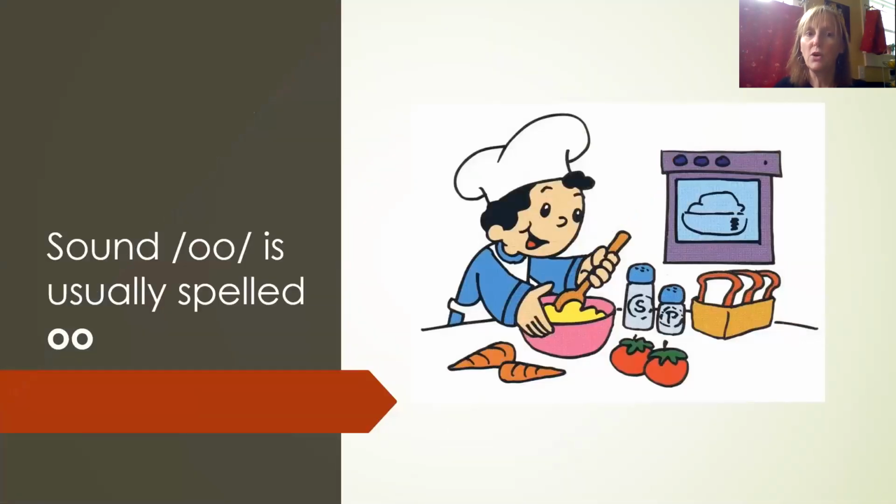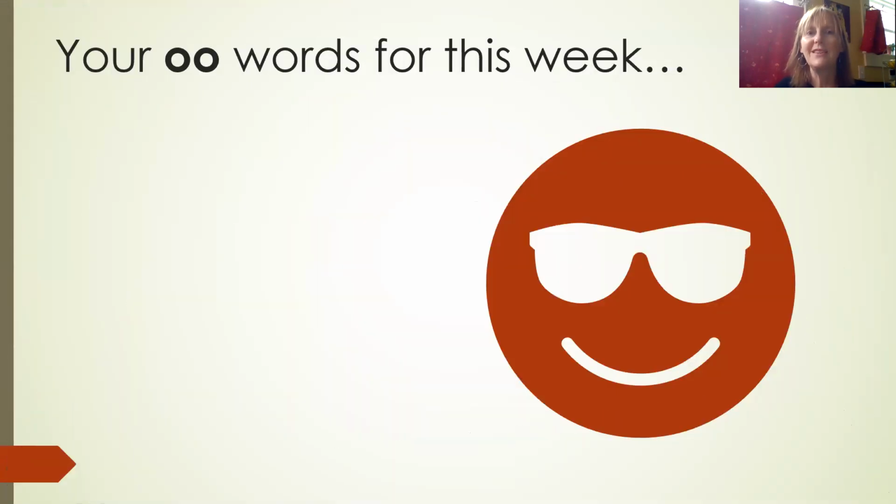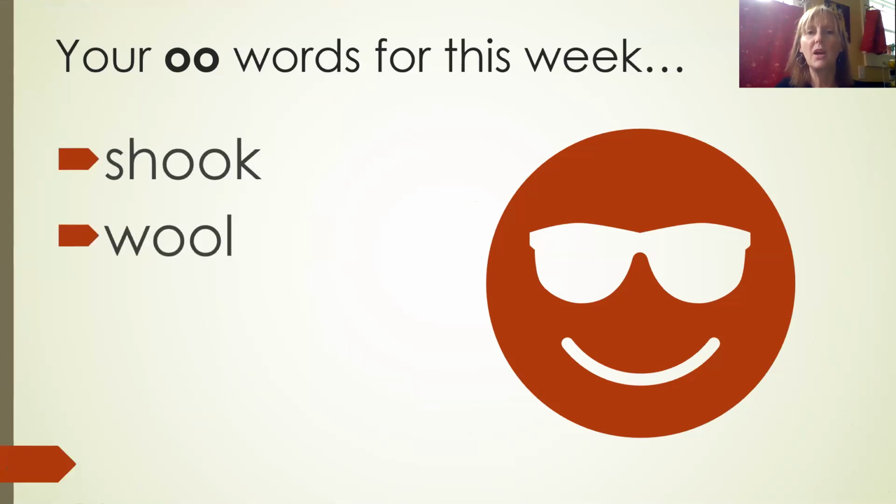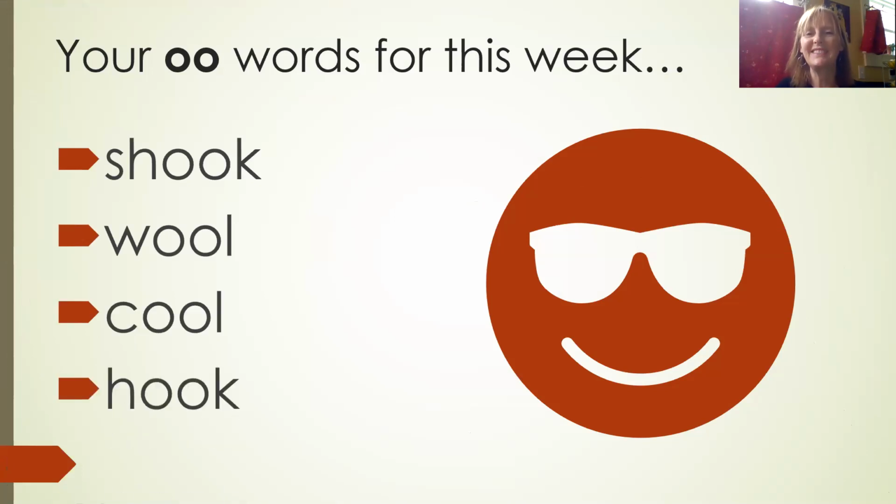Now we're going to move to the sound oo, which is spelled usually just double O. And you can see here, this young man is cooking. So cook would be an example. Cook, book, shook. Think of all the words that rhyme with that. And they're all spelled with a double O. These are your OO words for this week, so you're going to want to pay close attention to these. Shook, wool, that's still a ooh sound. Cool, hook. Got it? Okay, all right.